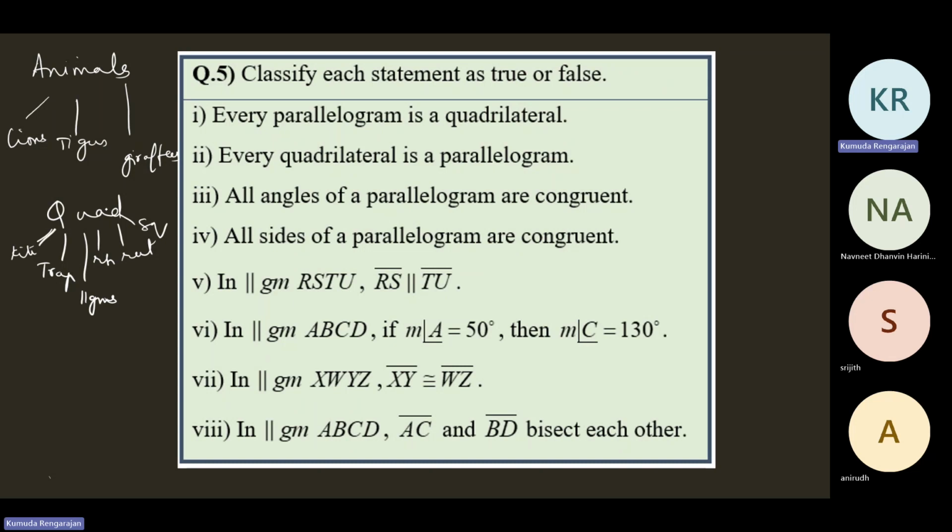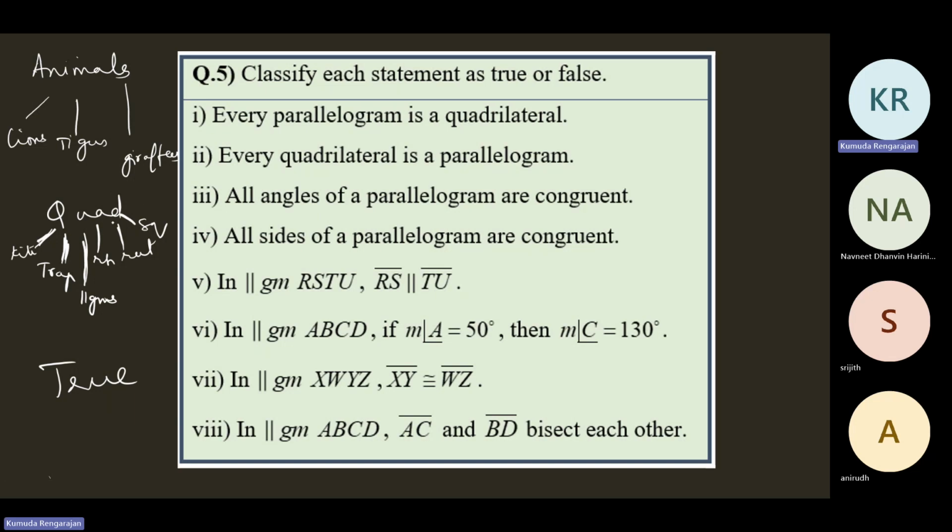Every kite is a quadrilateral, because the kite has 4 sides. A kite is a 4-sided polygon. A trapezium is a 4-sided polygon. A parallelogram is a 4-sided polygon. A rhombus is a 4-sided polygon. A rectangle is a 4-sided polygon. A square is also a 4-sided polygon. So all these are quadrilaterals. Every kite, trapezium, parallelogram, rhombus, rectangle, square is a quadrilateral. It's true, because they all have 4 sides, so they are called quadrilaterals.